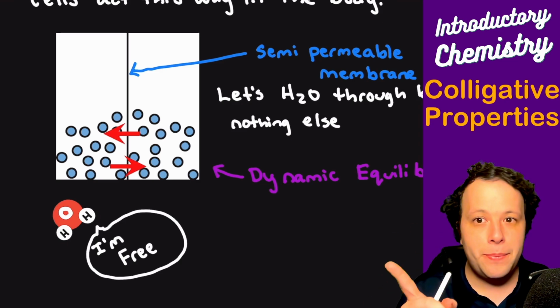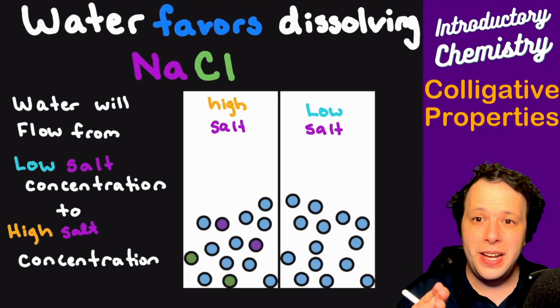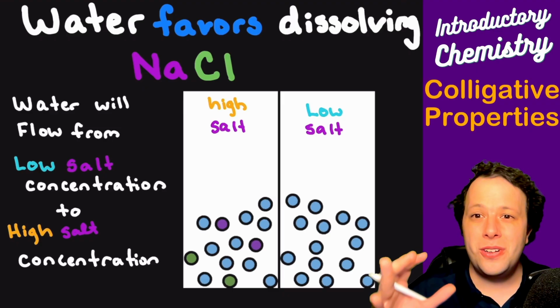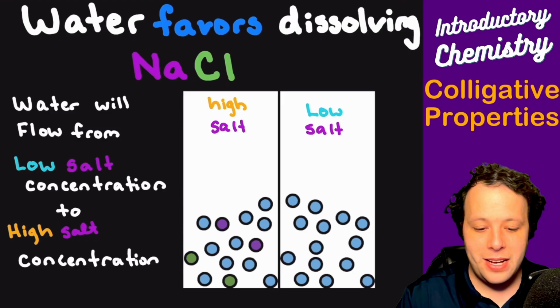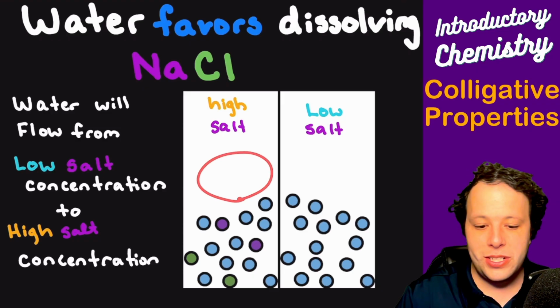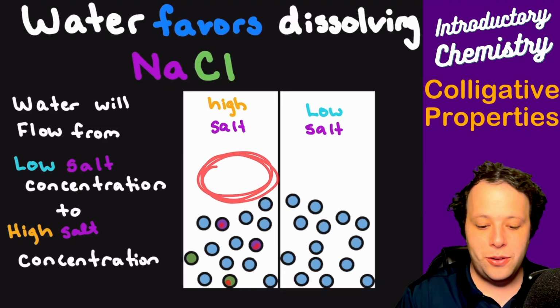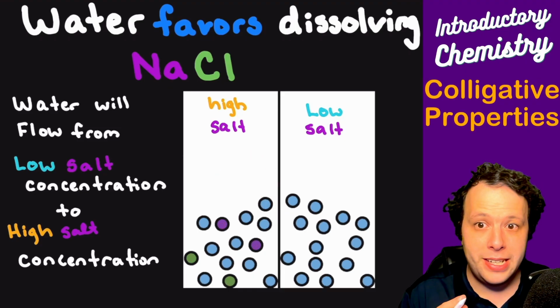So what happens if I add a solute? When we add a solute, water favors dissolving it, meaning that if I have NaCl, water will want to dissolve it. It will rush to it, it will clump around it. So let's say I have an area of high salt concentration on the left. You see the purple and the green dots here. So there's more salt. What's going to happen here as a result?